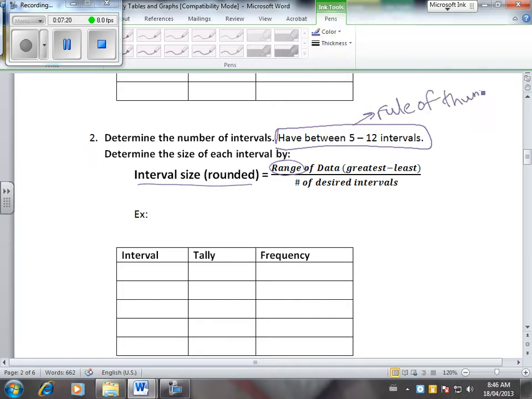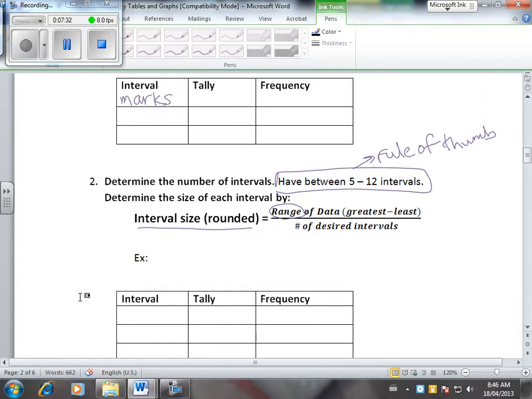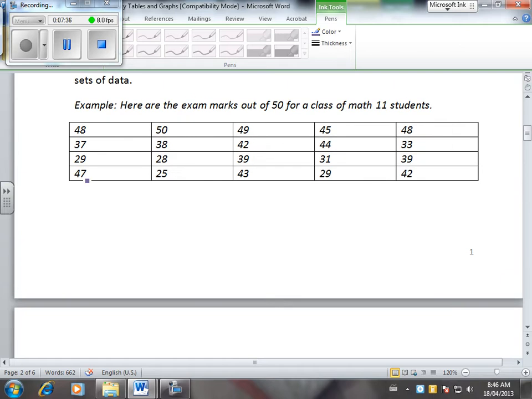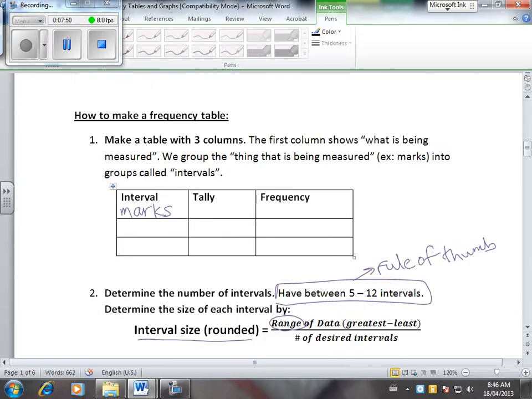Okay, so in some gigantic studies and some very scientific things, they'll have more intervals or less. But in general, in the statistics that you'll encounter in your everyday life, usually there's between 5 and 10. So let's go back and look at our data, because we want to find our range. So the test is out of 50. So let's find our highest mark, and it's 50, and our lowest mark, which is 25. Okay, so we have our highest and our lowest. Now we can find range.